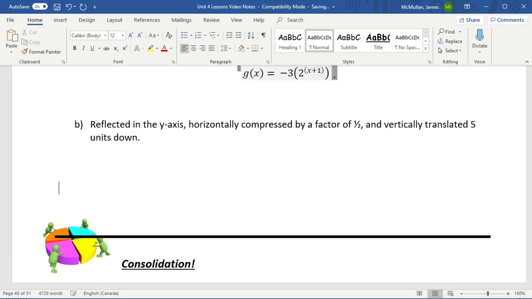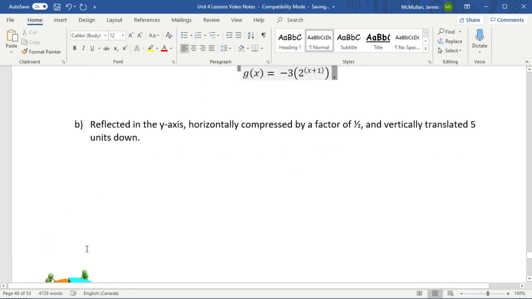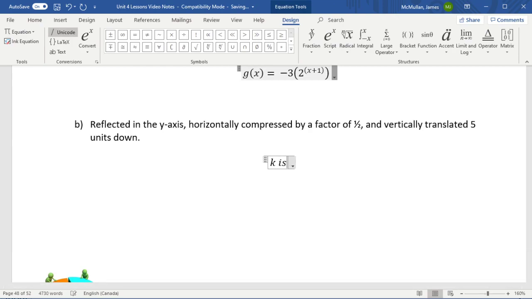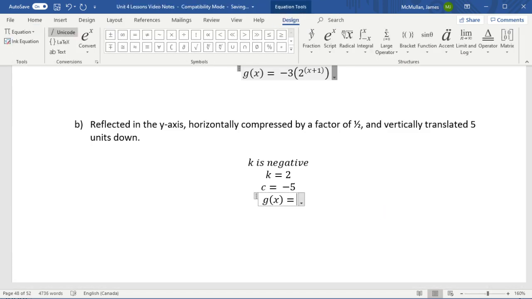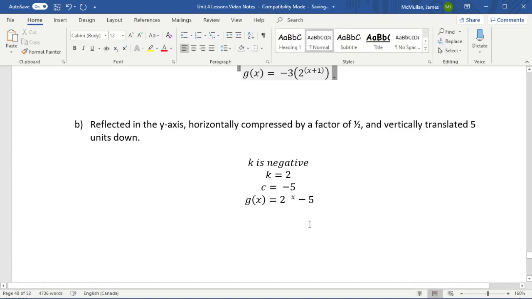Okay, final thing for the day. Reflected in the y-axis, okay, this is what I should have said last time. K is negative, horizontally compressed by a factor of 1/2. K equals 2. Remember, in the sentence, you always get 1 over K. So in your equation, K is 1 over whatever's in the sentence. Vertically translated 5 units down, C is -5. So let's write the equation. G of x is equal to 2 to the power of -x, and then with a -5 at the end.